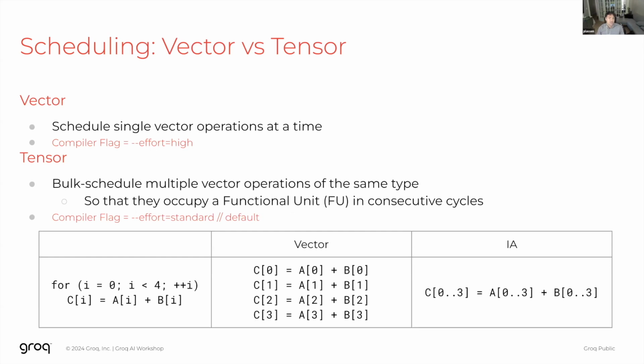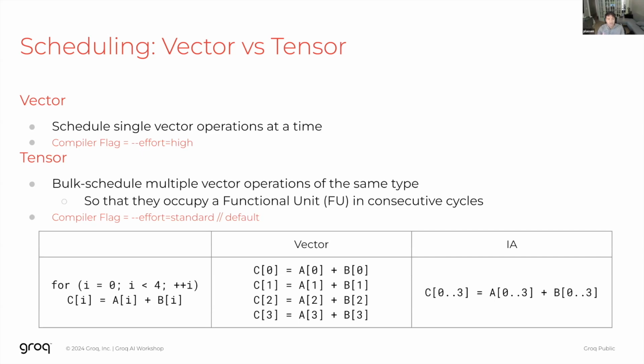There are two scheduling modes, vector and tensor scheduling. Vector mode schedules a single vector operation at a time, and tensor mode bulk schedules multiple vector operations at the same time so that they can occupy a functional unit in consecutive cycles. These are exposed via the effort flag in the compiler. If you use the high effort, which is the vector scheduling, you may see improved performance, but at the cost of slower compile times.